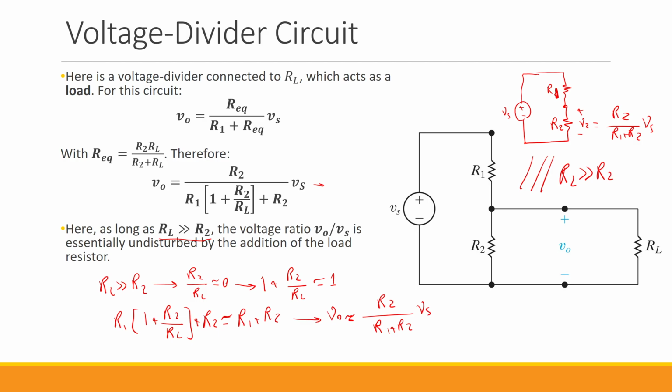When this is the case, the voltage ratio VO over Vs is essentially undisturbed by the addition of the load resistor. So that's one of the things that you need to always consider: when you are working with voltage divider circuits and you connect the second part of your circuit to the voltage divider, you have some loading effects that basically alter your calculations. To ensure that these loading effects are very small, it is beneficial that the load resistor is much larger than R2. If it's very large compared to R2, that means that by connecting the load here to the voltage divider circuit, you are not altering its calculations.